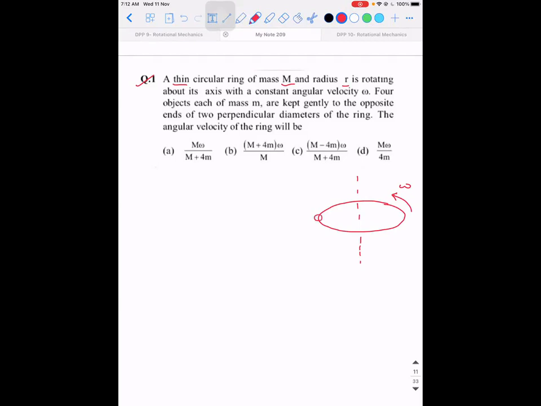So there are four objects each of mass small m, which are placed on diametrically opposite ends, and those two diameters on which they are placed are mutually perpendicular to each other. This is one diameter, this is another diameter. Right, this diameter is existing, whereas this is the axis through center of mass and perpendicular to the plane of the ring. Okay. Now they are asking what is the angular velocity of the ring. How do we proceed with this?